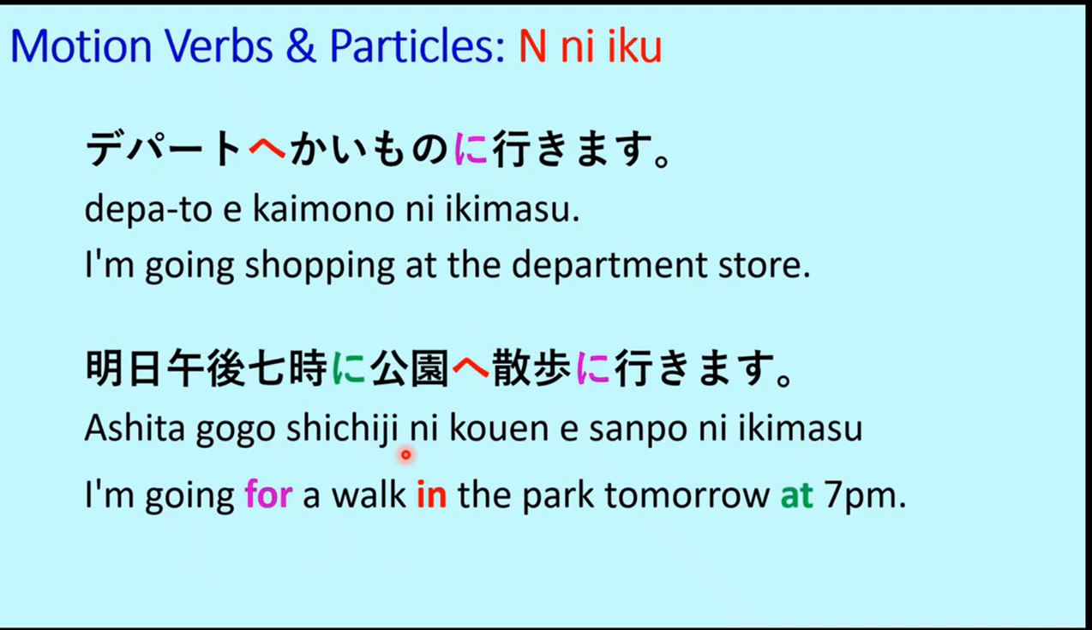So time will be followed by ni particle, place will be followed by e particle, and the purpose of going is sampo, that is to take a walk. So this is the noun form of the walk. Sampo ni ikimasu. So this is our point of concern for today's lesson. This is the main phrase here. Sampo ni ikimasu, but it is added with some additional information. Ashita gogo shichiji ni koen e sanpo ni ikimasu. I am going for a walk in the park tomorrow at 7 p.m. Again, the English translation is in the reverse order because of the SVO and SOV structure of the two languages.